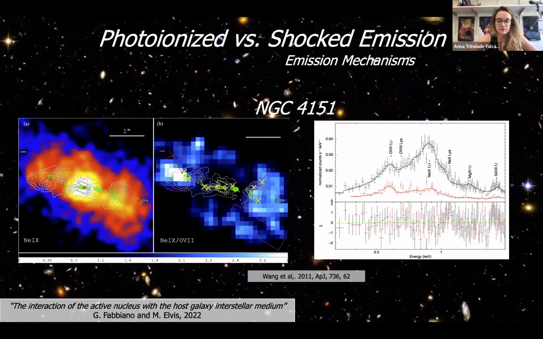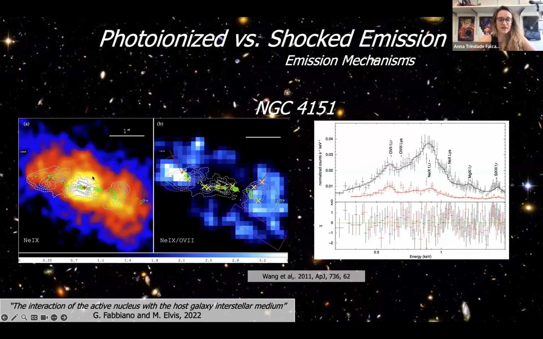One of the fun science cases that can be done with AXIS, and has been done for these targets, is to use the lines that can be detected and their ratios as diagnostics of the emission processes. Here we are seeing a close-up view of the neon emission line image from NGC 4151. And this work, again, was done by Wang et al. 2011.